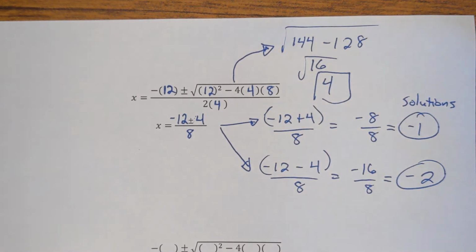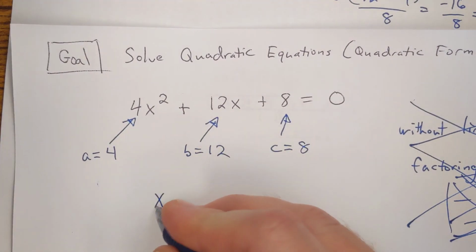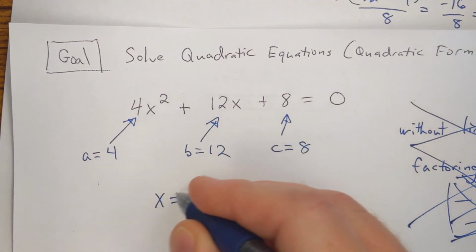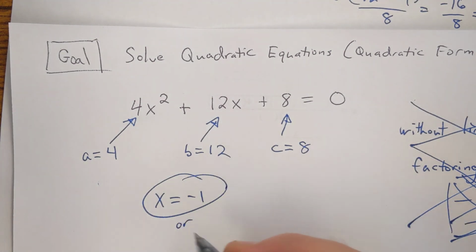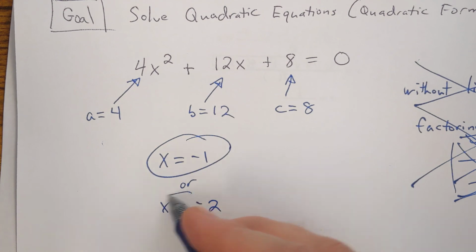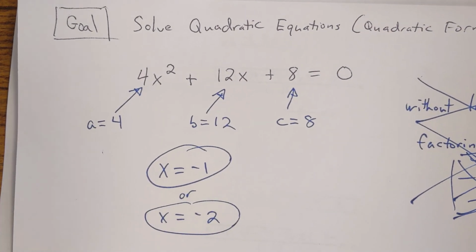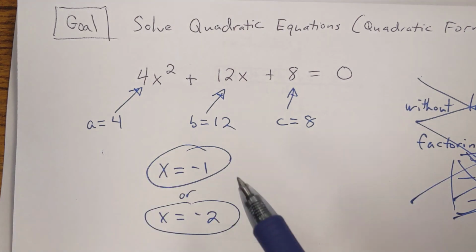So let's go back to my original problem here. Here's what I'm going to write for my answers. Solution 1, x equals negative 1. Or I also have solution 2, where x is equal to negative 2. Now the order doesn't matter. You can flip the order on this. Does not matter. Here's how we would do a calculator check, and here's what this all means.